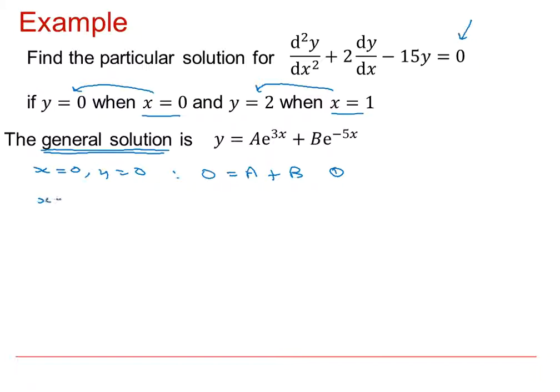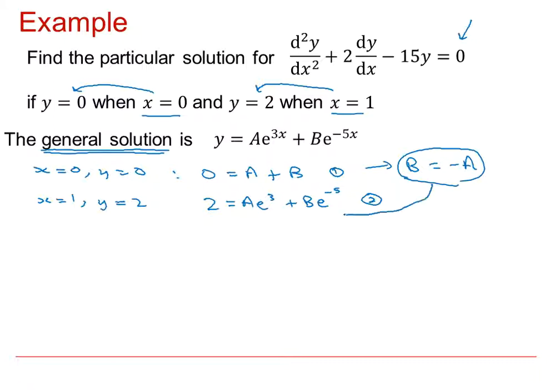But we also know that when x is 1, y is 2. So subbing those into our general solution, we get 2 equals a e to the 3 plus b e to the minus 5. Equation 2. Equation 1 could be rearranged to give me that b equals minus a, and I could substitute for b in equation 2 to find out what a is.